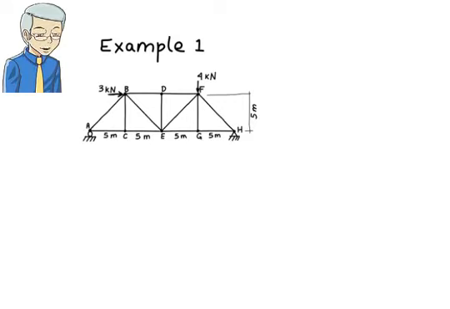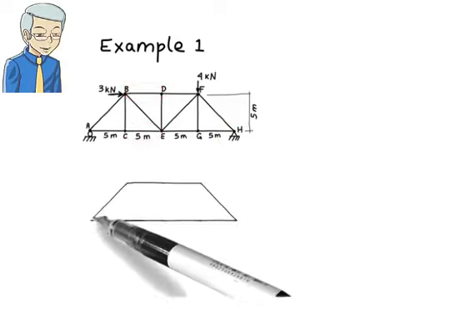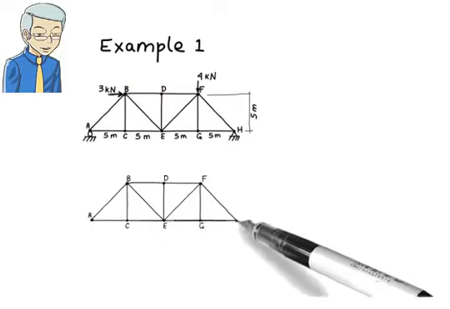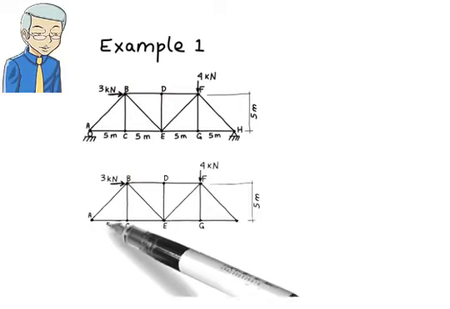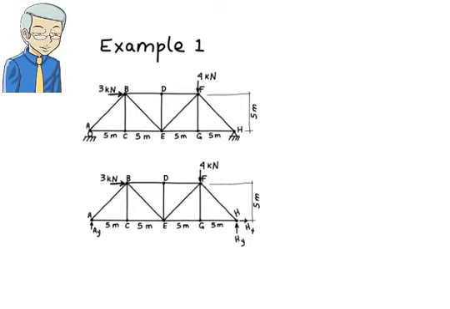Here is a statically determinate truss subjected to two concentrated loads. The truss rests on a roller support at point A and a pin support at point H. We wish to determine the force in members BD and CE. First, we need to calculate the support reactions. To do so, we're going to write the equilibrium equations for the entire structure.